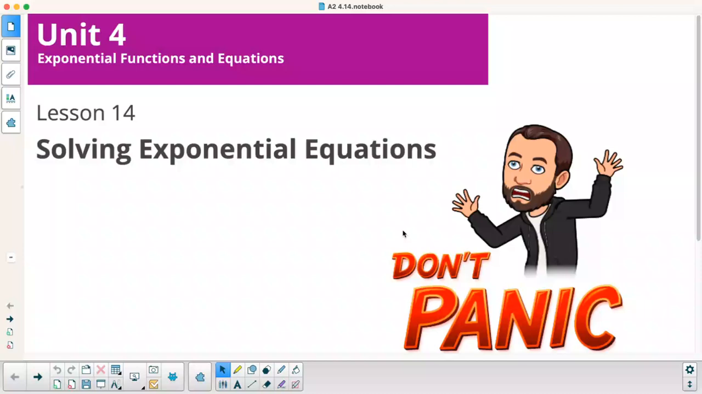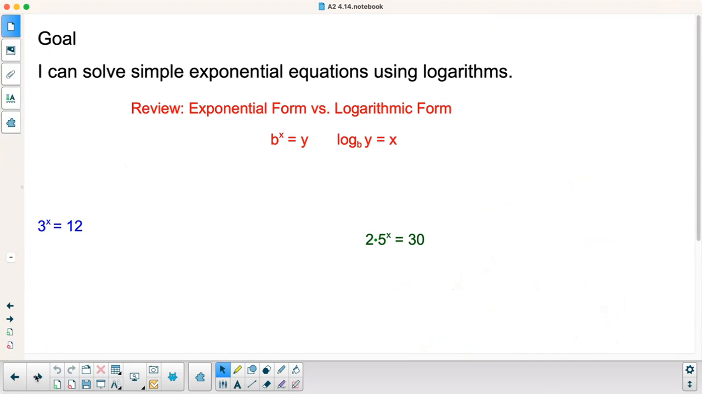Okay, Illustrative Mathematics, Algebra 2, Unit 4, Lesson 14 is called Solving Exponential Equations. All right, so what's an exponential equation? So I got a little bit of review here. Let's look at our goal: I can solve simple exponential equations using logarithms.